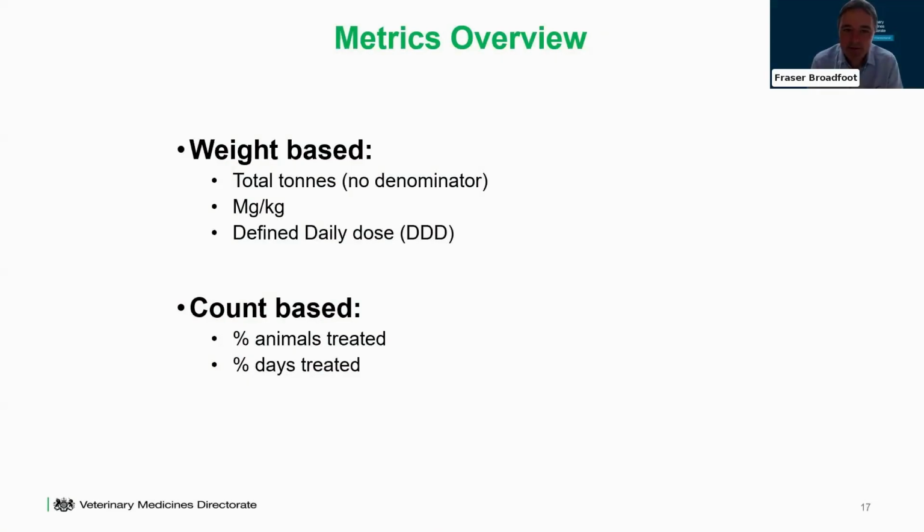This is a summary that there are broadly two types of metrics that I talked about in this presentation. So the weight-based metrics, which could include total tons, where you have no denominator at all. If you can't get a denominator, then that's better than doing nothing. But then you've also got the milligram per kilogram, which is the most commonly used metric. But I think there is value in considering, for usage data in particular, a daily dose metric, which takes into account the different dose rates and treats each antibiotic the same. And then we also have the count-based metrics, which I think can be very useful, particularly at a farm level, where you're looking at the percentage of animals treated or percentage of days treated.